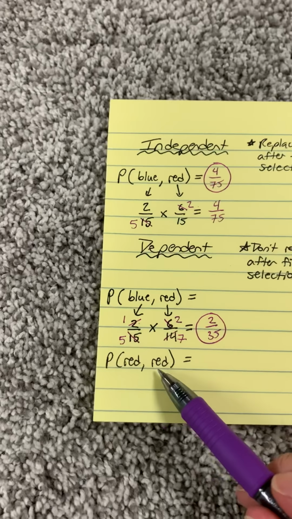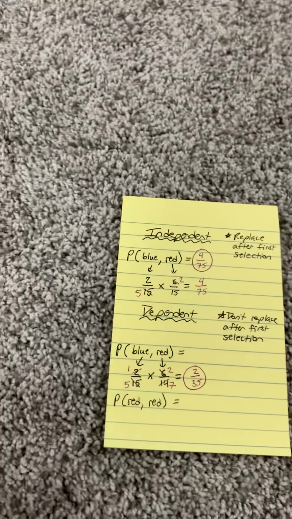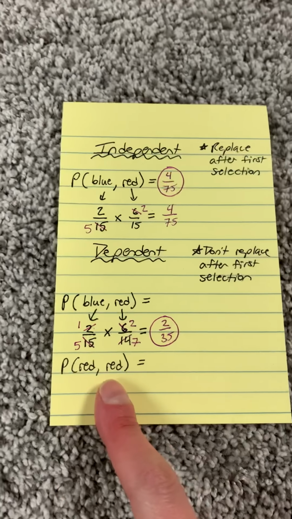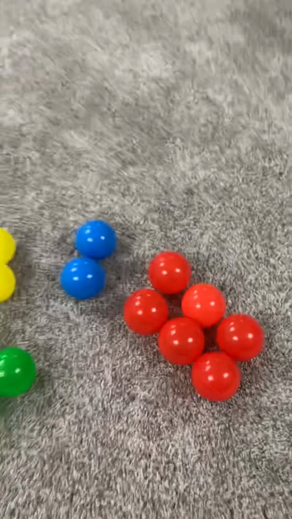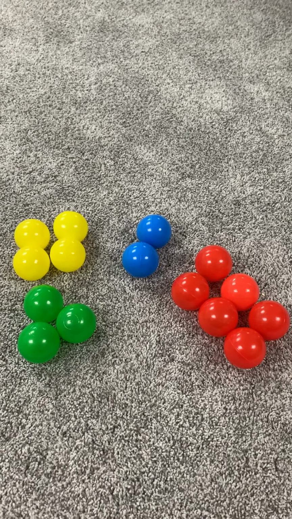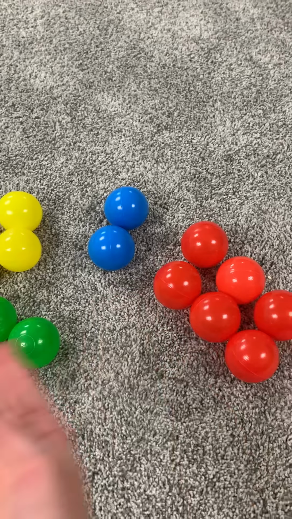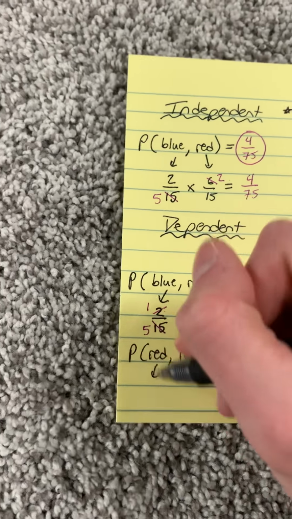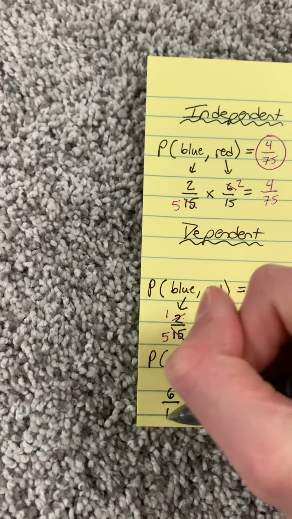The last dependent event we're going to do is to figure out what's the probability of selecting a red marble, not replacing it, and then selecting a red again. So back to the beginning, I have all 15 marbles. So the probability of selecting a red is 6 out of 15. Okay, so I'm going to write that down. Probability of selecting the red first is 6 out of 15.